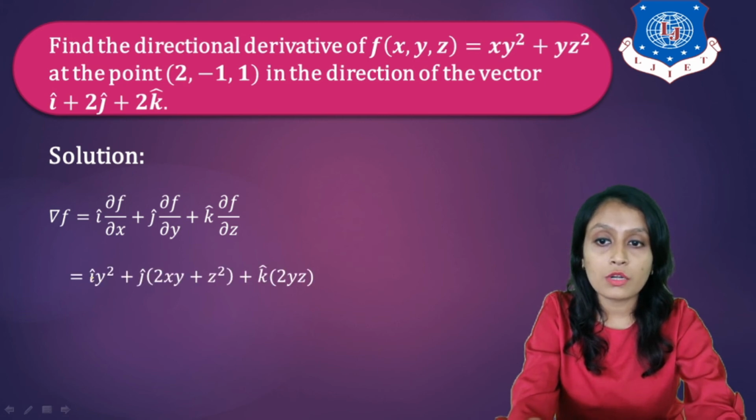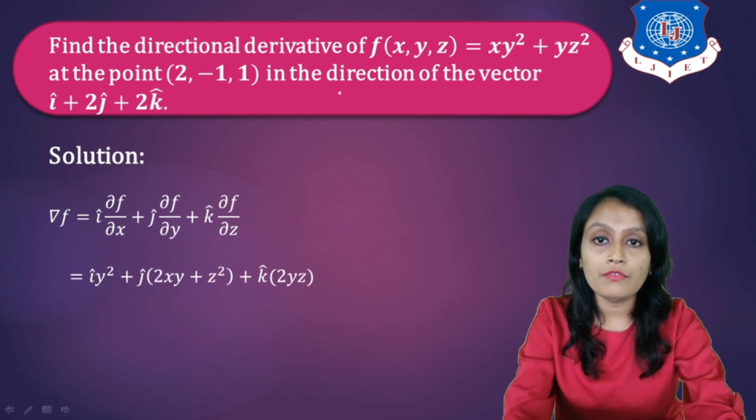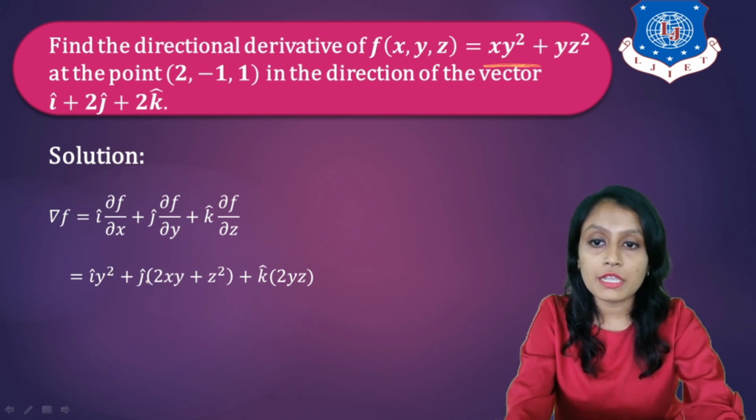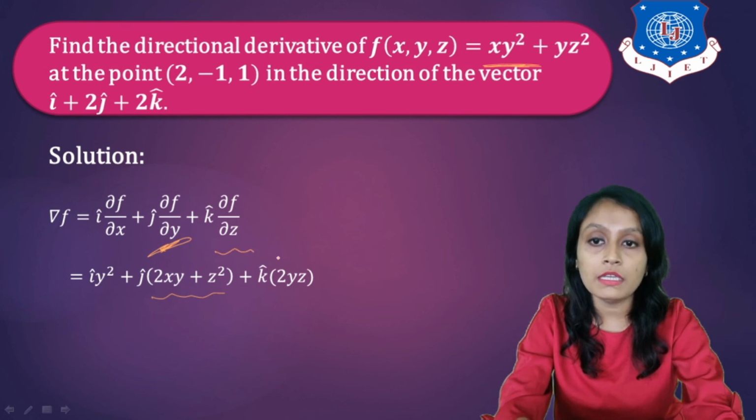So this is equal to i cap into, now we have this function, so we will find the derivative of this function with respect to x, keeping y and z constant. So from this you will get y square, plus j cap. Now differentiate f with respect to y, keeping x and z constant. So you will get 2xy plus z square, plus k cap, and then differentiate f with respect to z, keeping x and y constant. So you will get k cap into 2yz.